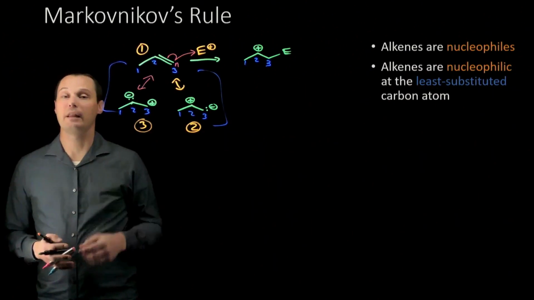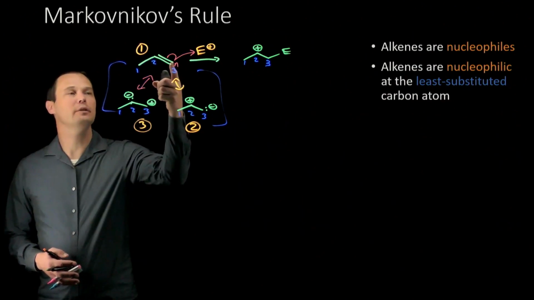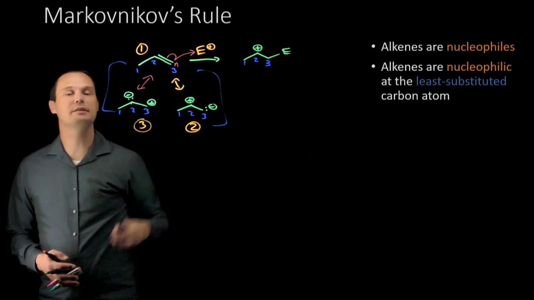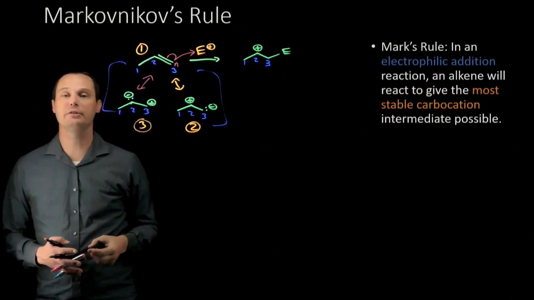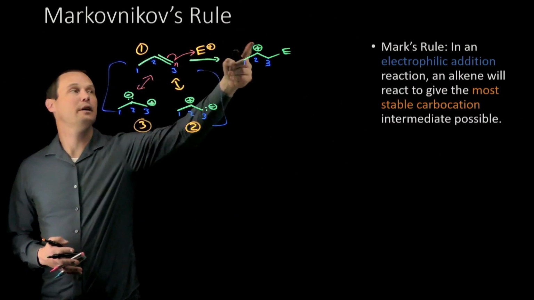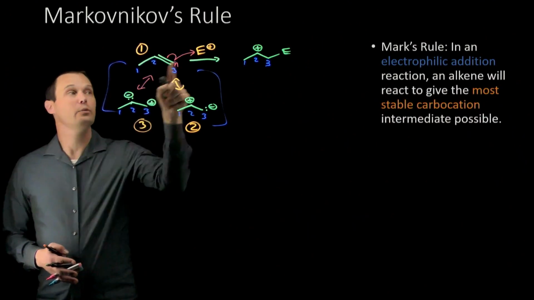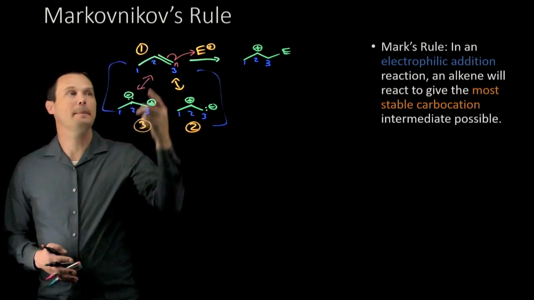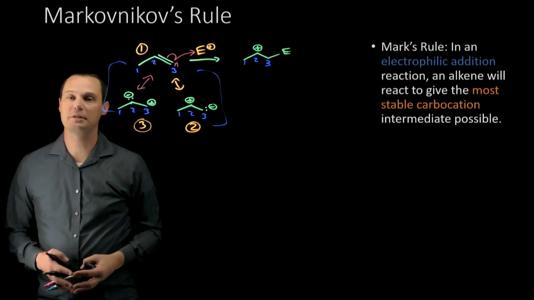This is the step where we can finally describe what exactly Markovnikov's rule is. When alkenes react, they'll react through the less substituted carbon to form a new bond with the electrophile to give the most stable carbocation. This is Markovnikov's rule. Markovnikov's rule says that in an electrophilic addition reaction, the alkene will react with the electrophile to give the most stable carbocation possible. This is what we want to remember. The alkene reacts to give the most stable carbocation possible. It reacts through the nucleophilic less substituted side to give the carbocation at the most stable more substituted side.